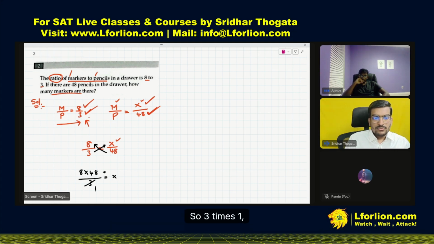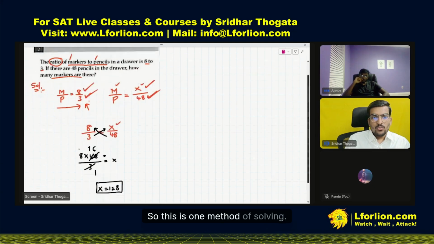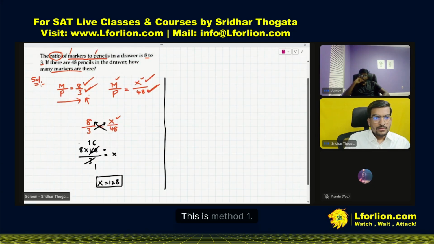So 3 times 1 is 3, one is still there, given to 8, so it will be 18. 3 times 6 is 18. So 16 times 8 is 128. So the X value equals 128. This is one method of solving. This is method 1. Always use this method only.